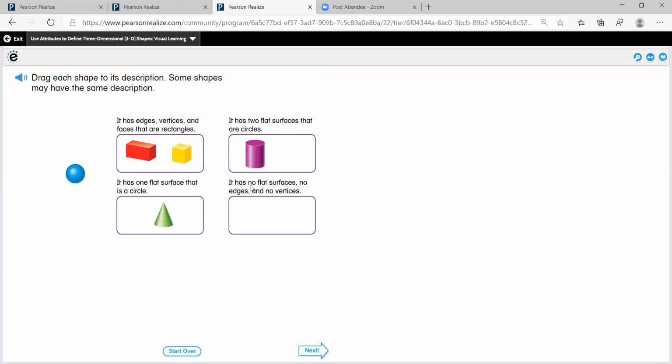Last, it has no flat surfaces, no edges, and no vertices. This is our sphere. The sphere is different from other 3D shapes because it has no flat surfaces, no edges, and no vertices. It's completely round.